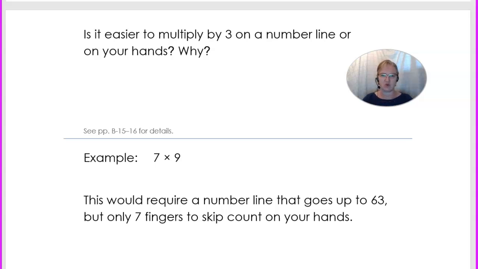Well, 3 we could do it either way, right? But do you always have a number line handy? Or do you always have paper where you can write down the numbers on a number line, but you always have your hands with you, right? It's a little bit easier to count on your hands if you need to than it is to use a number line. For example, if we tried 7 times 9, that would require a number line that goes all the way to 63. So that would take up a lot of space and a lot of time, but only 7 fingers would be needed to skip count on your hands.